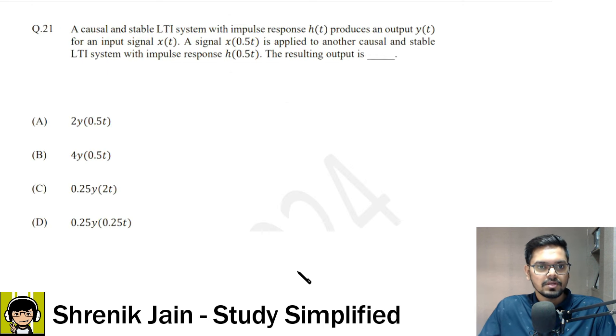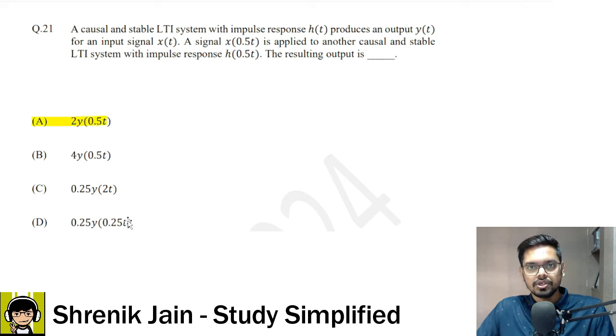First question was, a causal and stable LTI system with impulse response h of t produces an output y of t for an input signal x of t. A signal x of 0.5 t is applied to another causal and stable LTI system with impulse response h of 0.5 t. The resulting output is what? A, B, C, or D? Correct answer is option A.